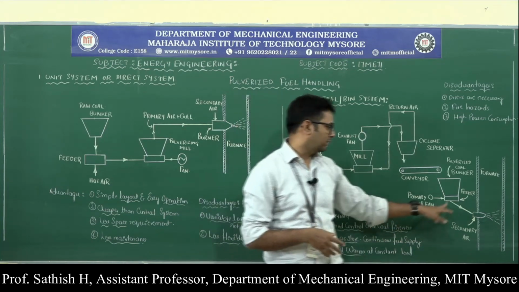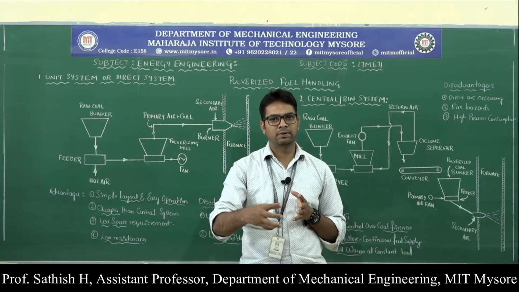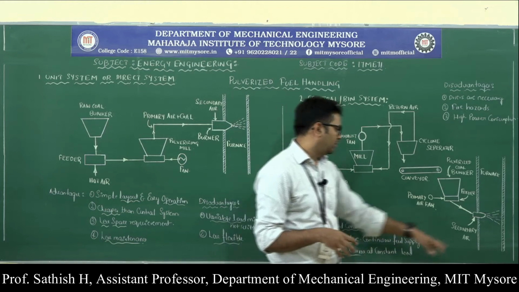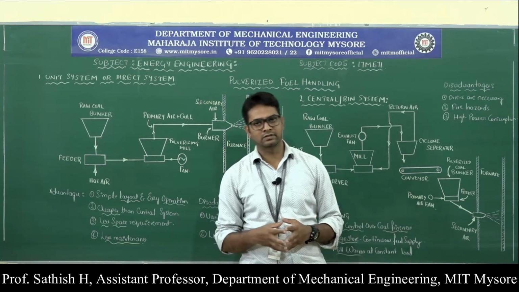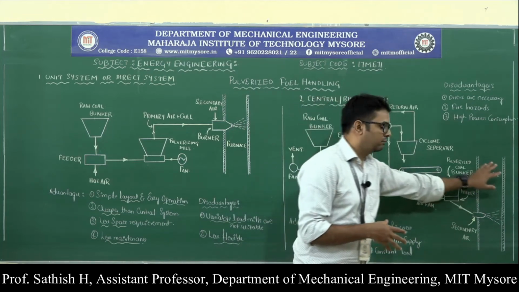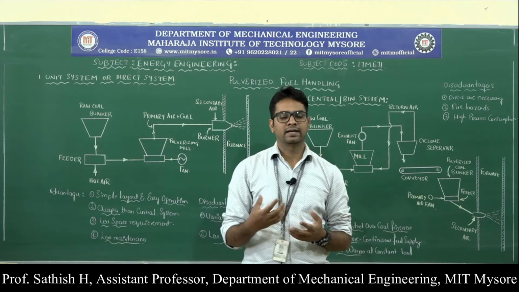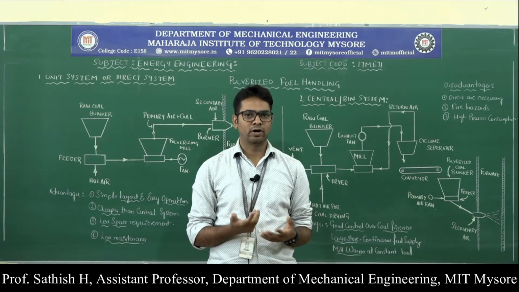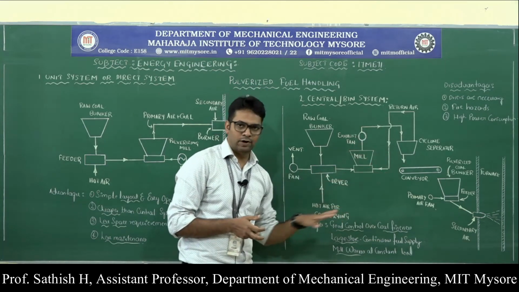It is attached with a feeder. The function of the feeder is to admit the coal into the burner at the required rate, based on the demand. Then we have a burner, where the burning of the coal with the oxygen or the air takes place, and then the furnace. From the furnace, the flue gases can be used to heat up the water inside the boiler, for example. So these are the components and their functions.